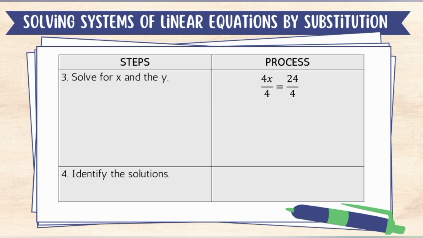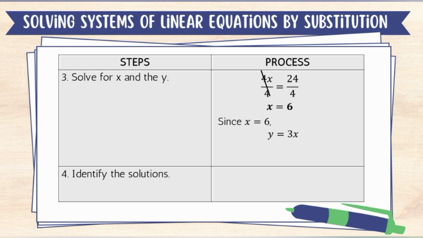So 4x is equal to 24. We'll just have to divide both sides of the equation by 4. So that would make 4 cancel out, and 24 divided by 4 is equal to 6. So since x is equal to 6, we can now solve for y.